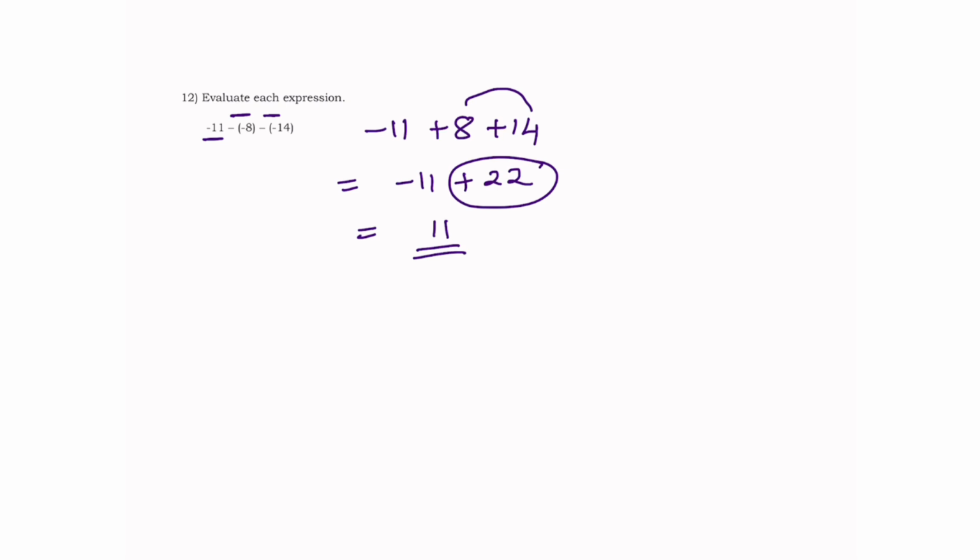So again, minus 11 as it is. This will be plus 8 and this will be plus 14. So that is minus 11. 8 plus 14 is 22. And this is, 11 times 1 is 11. 11 times 2 is 22. So the difference is 11. And the sign of the larger number. So it is a positive answer.